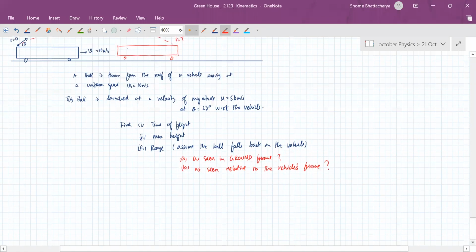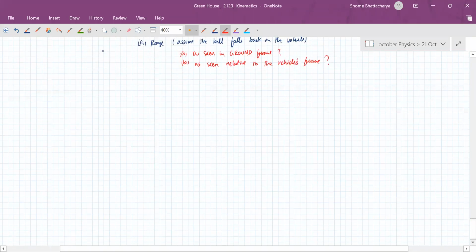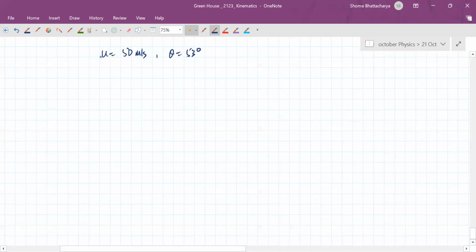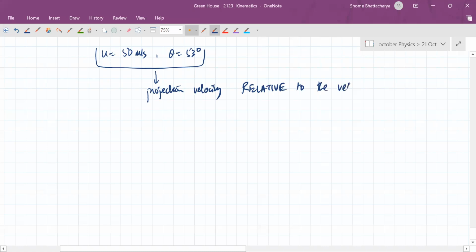So what you have to understand is that this projection velocity that we have given, u equal to 50 meters per second at theta equal to 53 degrees, this is the projection speed or the projection velocity relative to the vehicle. Okay. So it is like this, that in the vehicle's frame, the person standing here, he is seeing this like this. Okay. So this is the projection velocity of the ball with respect to the vehicle.